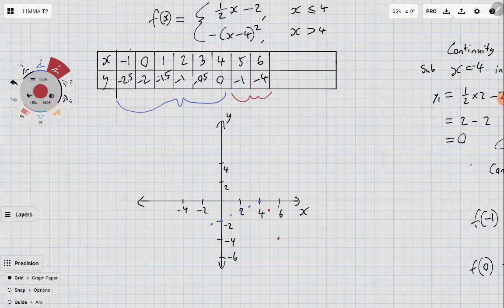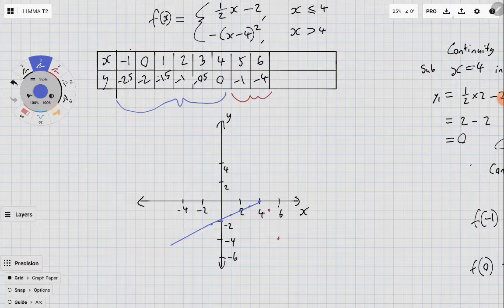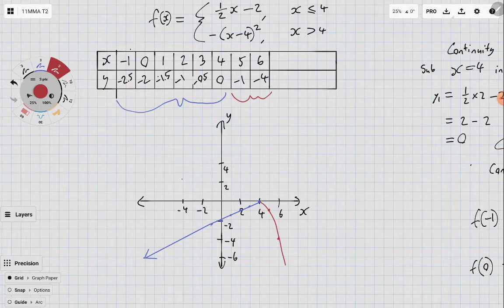Alrighty, so now we can join them up. Now we know that a straight line means that it's going to look like this, and I might even extend it out a little bit. So you can see that is the y1, the blue part of the function, and then for the second part of the function, it's going to come out like this. Look like a quadratic on the far side.